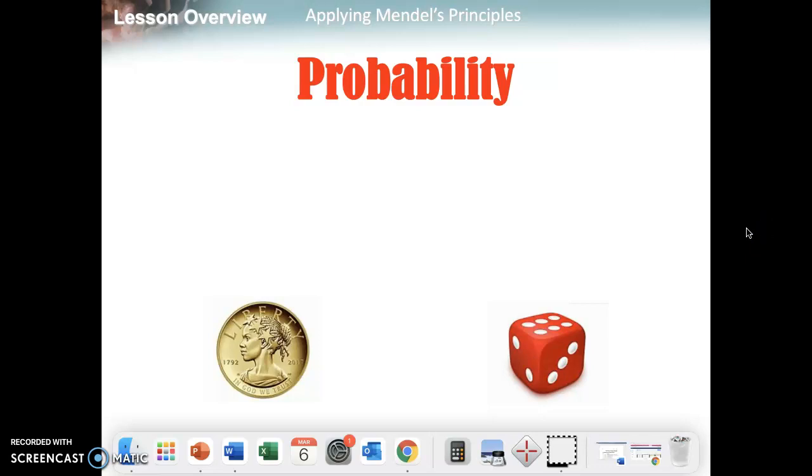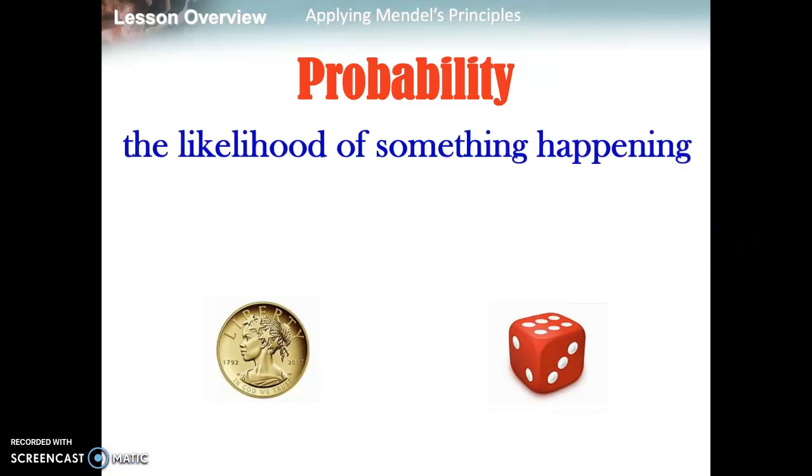As we move into our study on genetics, one of the first things we have to learn about is something called probability, because that's basically what we study in genetics and the passing of traits. So what is probability? Probability simply is the likelihood that something will occur.